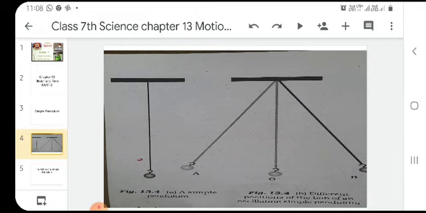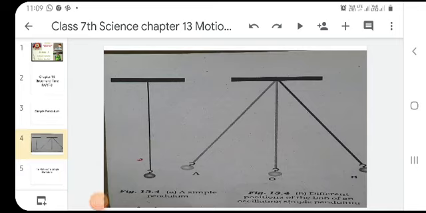Dear students, the length of a pendulum you can take as capital L. It is the distance from the point of suspension to the center of the bob. The mean position, capital M, is the position of the bob when the pendulum is at rest.